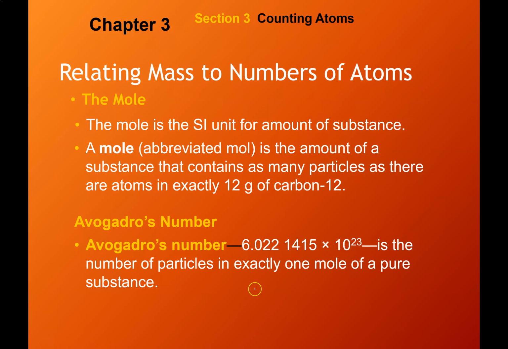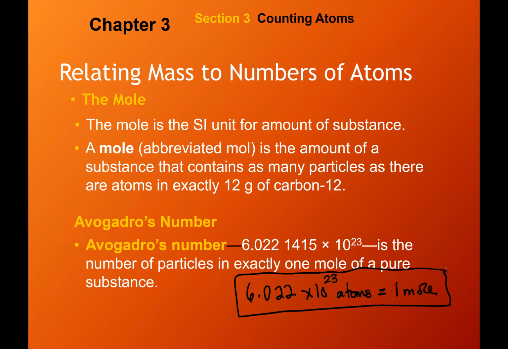Avogadro's number then is the number of particles in 1 mole of a substance. So for instance, if we have, and I'm going to just write, 6.022 times 10 to the 23rd atoms equals 1 mole. Okay, so this is going to be our first conversion factor using atoms on the periodic table. We want to make sure we understand when we write this, remember that we can always write the 2 different fractions.